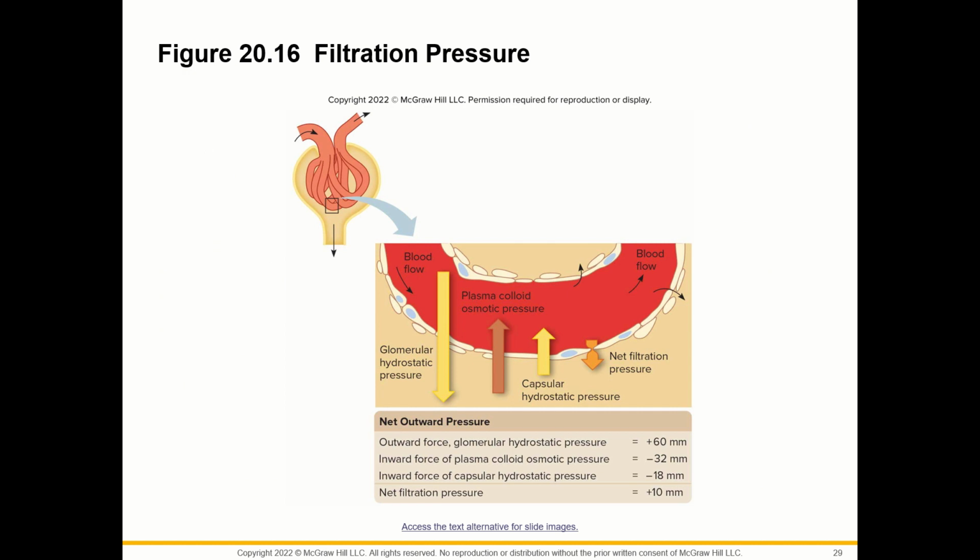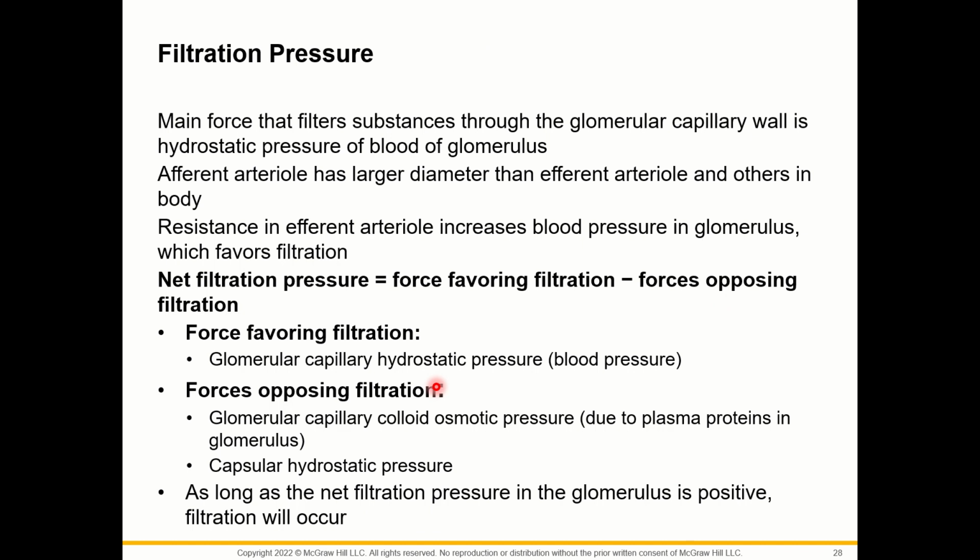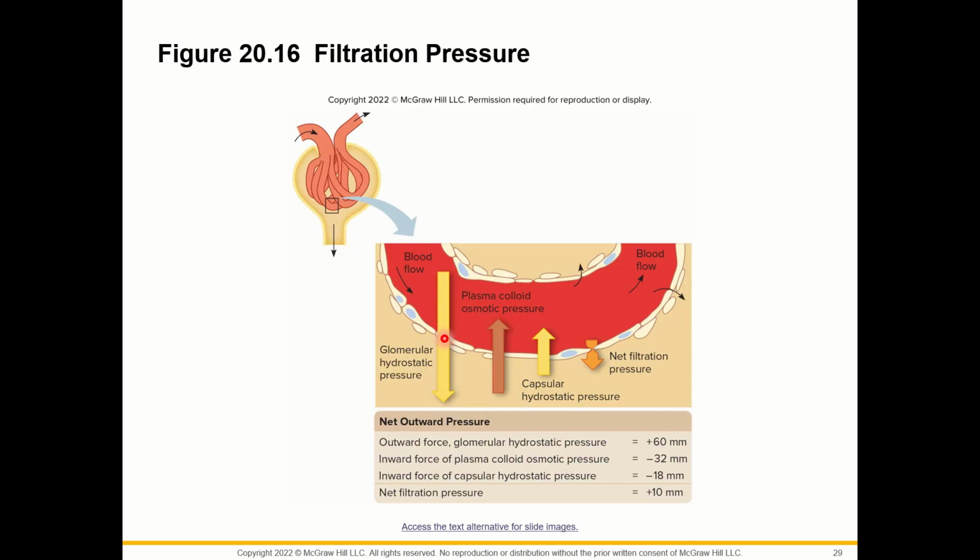So this shows the filtration pressure and the glomerular hydrostatic pressure, which we know as blood pressure. Coming outward, the force is positive 60 millimeters. Usually we measure pressure in millimeters of mercury. The inward force of plasma colloid osmotic pressure is negative 32 millimeters. And then capsular hydrostatic pressure, inward flow, is negative 18 millimeters of mercury. So net filtration pressure is about 10 millimeters of mercury.